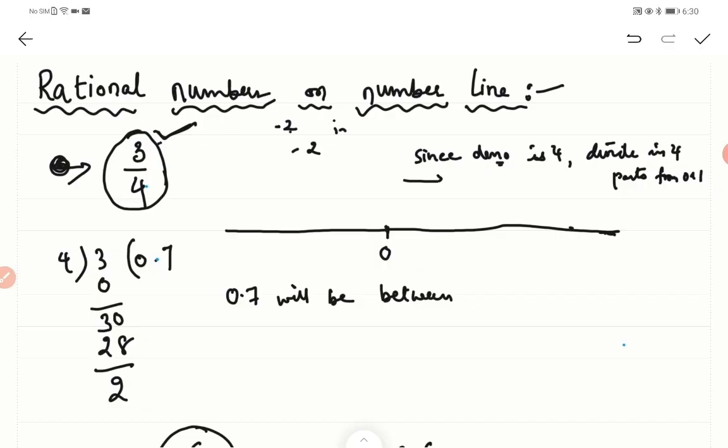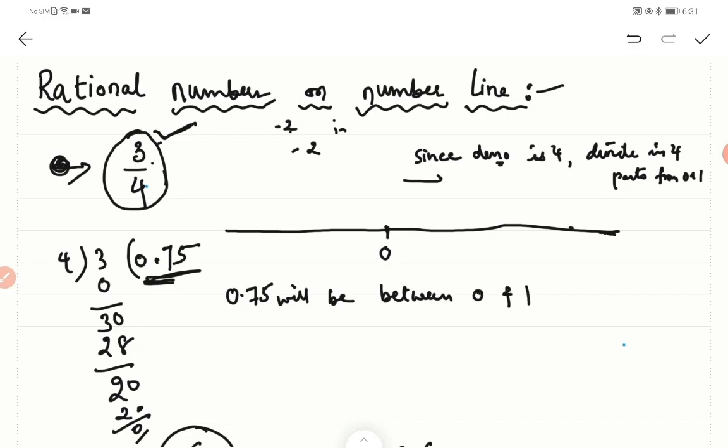See, what you need to do first is convert this into a decimal. 3 by 4, that is, divide this. When you divide 3 by 4, you will get 0.7, and taking it further, 4 5's are 20, so you'll get 0.75. What does this mean, 0.75? Where will 0.75 be? It is a little greater than 0, so this will lie somewhere between 0 and 1.